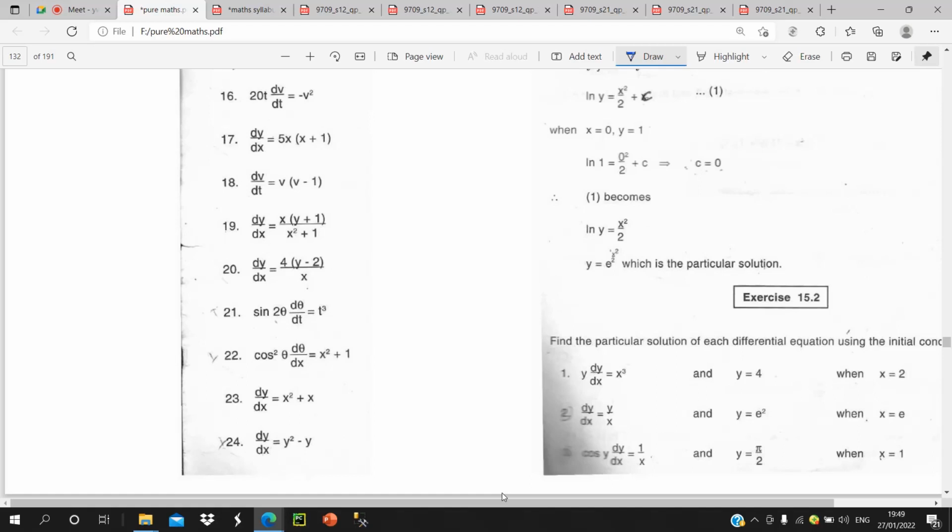Let's start with number 18. We will do number 18 together. Then you try number 24 before we move on. So on number 18, let's do it together.